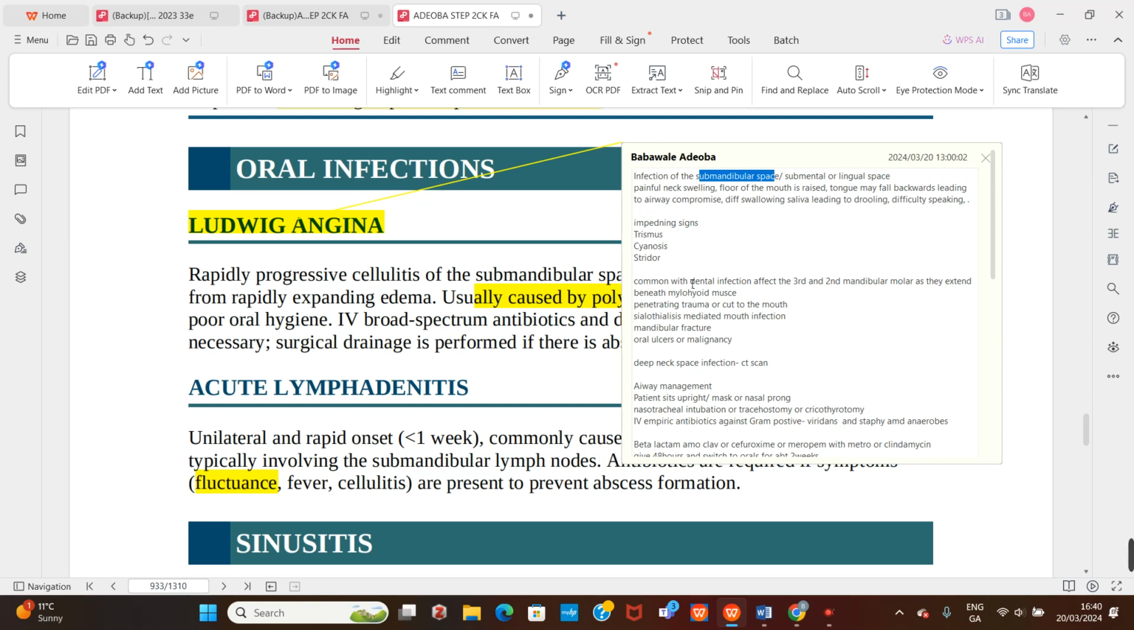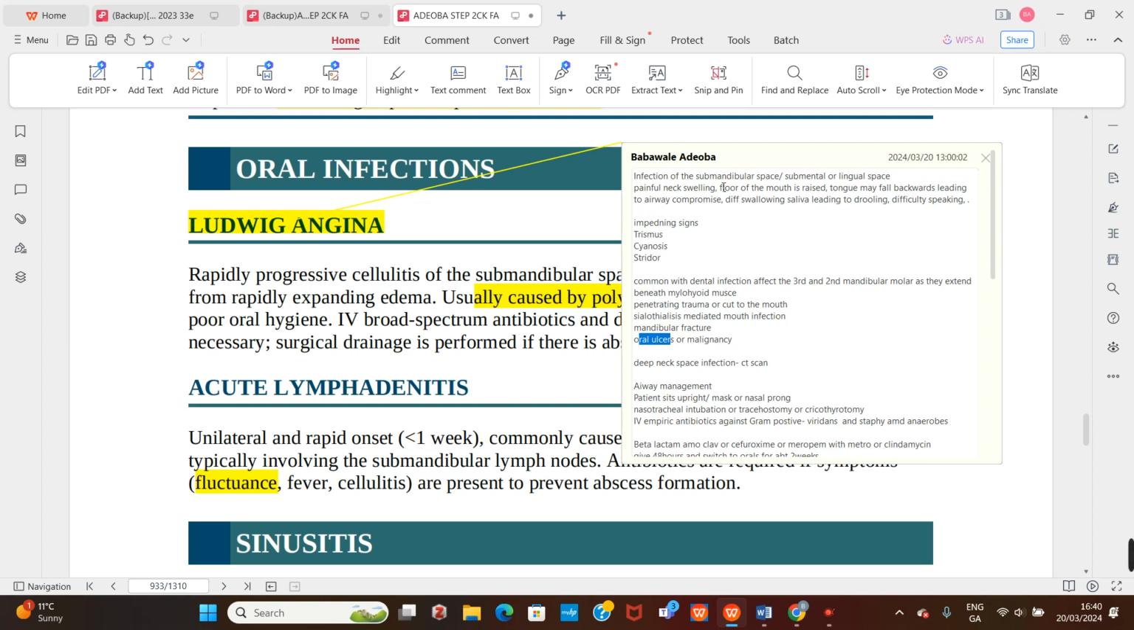An individual can get this when they have mandibular fracture, somebody that has penetrating trauma or cut to the mouth. So they can tell us that a child suffered trauma or injury to the mouth after falling on an object or something, or an individual with cancer of the mouth, oral cancer, oral ulcers of any type. They can easily spread to the submandibular space.